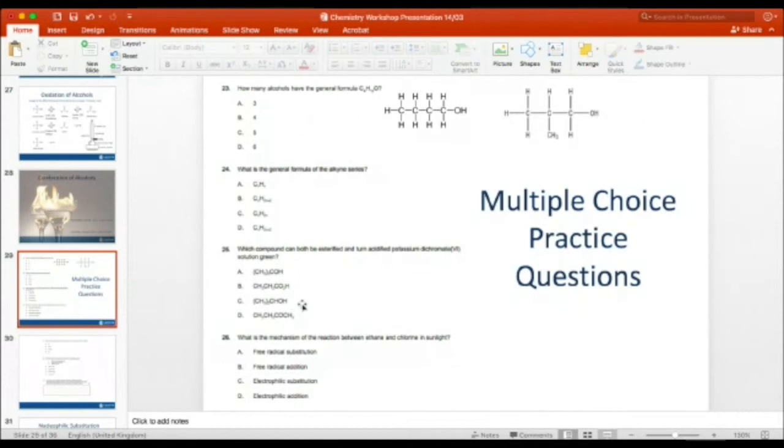So which one can both be esterified and turn acidified potassium dichromate green? So the important thing here is the only thing that can turn it green is an alcohol. So it can only be A or C because it has to end in OH. It can't be A because if you draw out A, it's a tertiary alcohol. So it's got to be C.